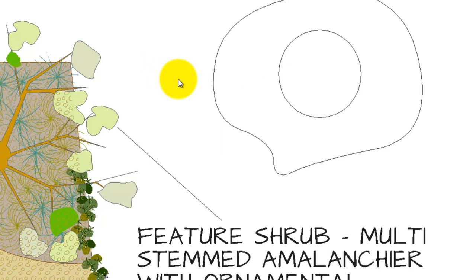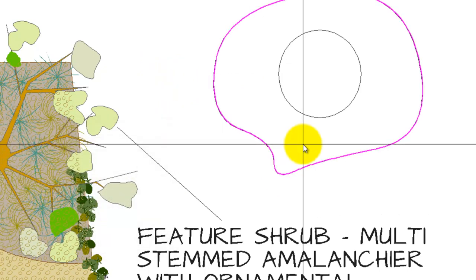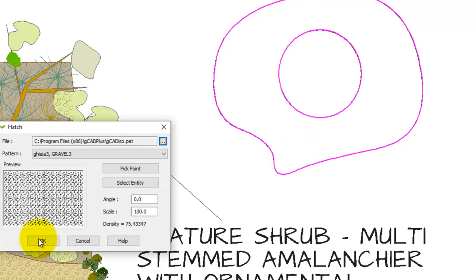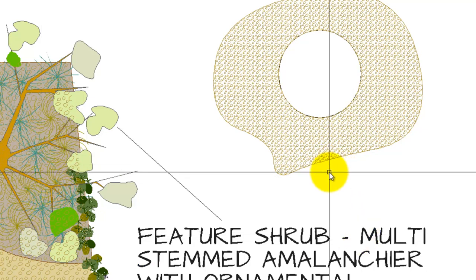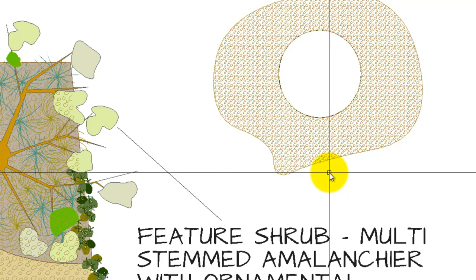So hatch, let's pick a point there. gCADPlus makes that boundary, and then pick here, makes another boundary, and then we say hatch it. It'll get that outer zone. So it can be really very, very handy. But you do need to be aware that gCADPlus is making new entities as it does so.